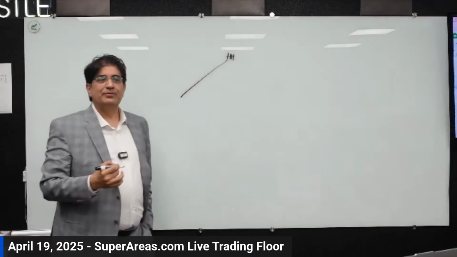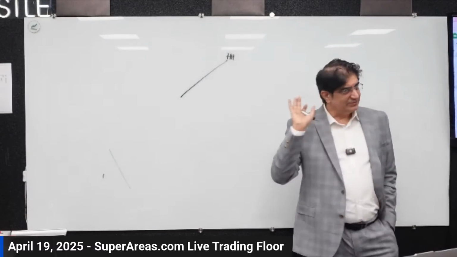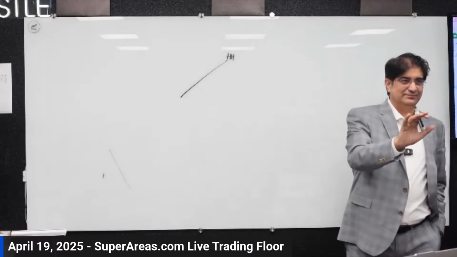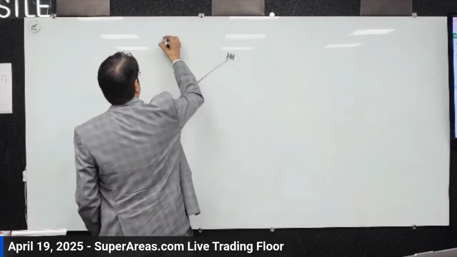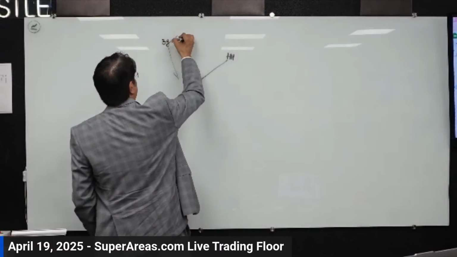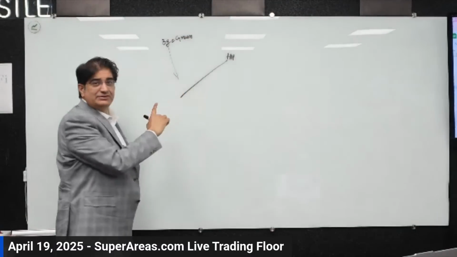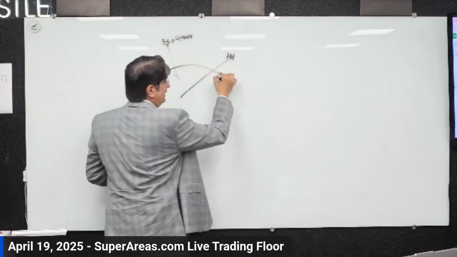Okay, price made a higher high. Price made a higher high. Background color is green. Background color is green. Price made a higher high. Your mid-band came.